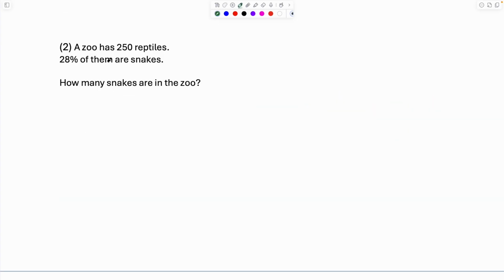Question 2, a zoo has 250 reptiles. 28% of them are snakes. How many snakes are in the zoo? So for this one, let's take the percent here. 28%, we could express as 28 out of 100, and then as a decimal, this would be 0.28. So what we could do here is multiply 250 by 0.28.